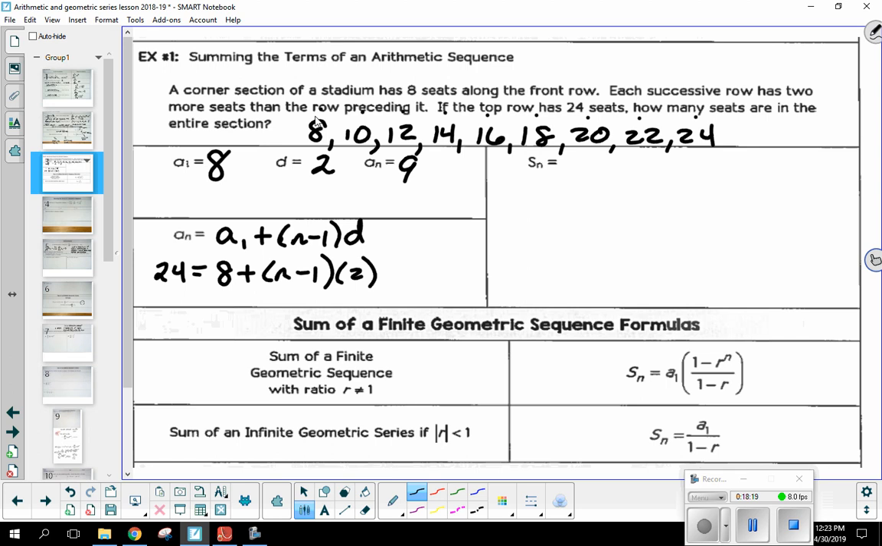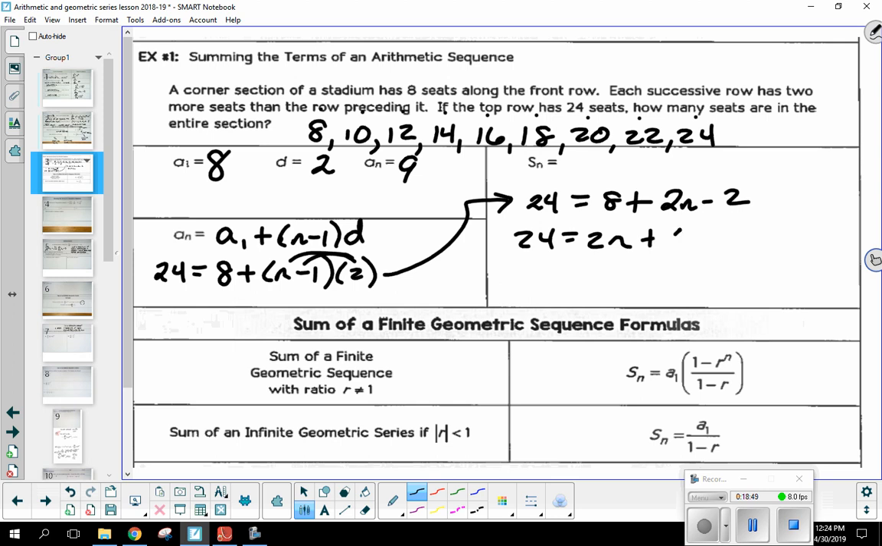Now all we need to do is solve this for n, and that's where I'm going to get the 9 from. I know that I'm adding 9 terms in this sequence. So how would you continue to solve this problem? I'd start with a distribute, she's absolutely right. So 24 is equal to 8 plus 2n minus 2. So 24 is equal to, what's 8 minus 2? Plus 6. Now what?